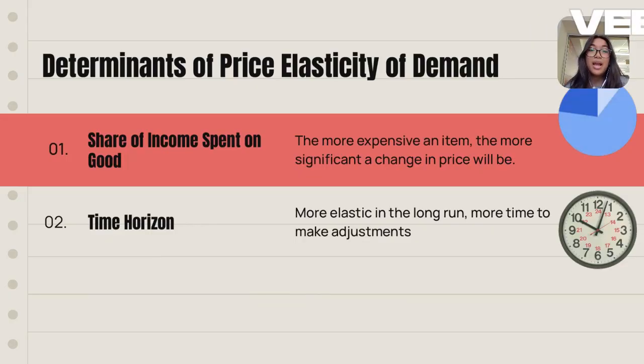Share of an income spent on a good: the more expensive an item, the more impactful the change in price will be, and the more likely consumers are to respond. And then time horizon, more elastic in the long run. So the more time that consumers have to adjust to a price change, the more elastic that good or service is going to become.